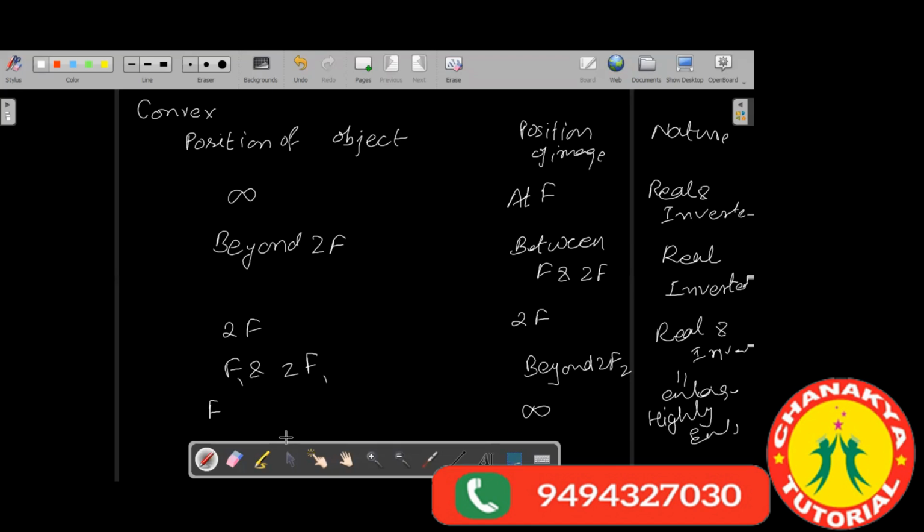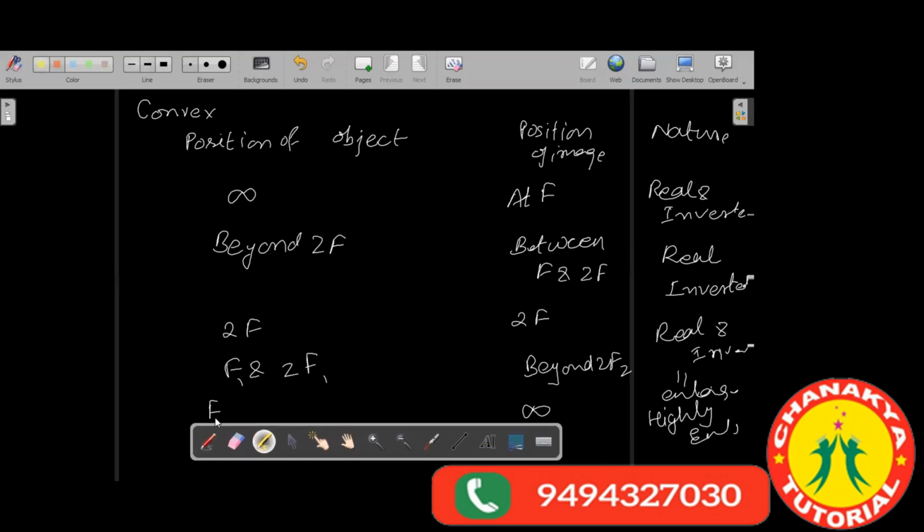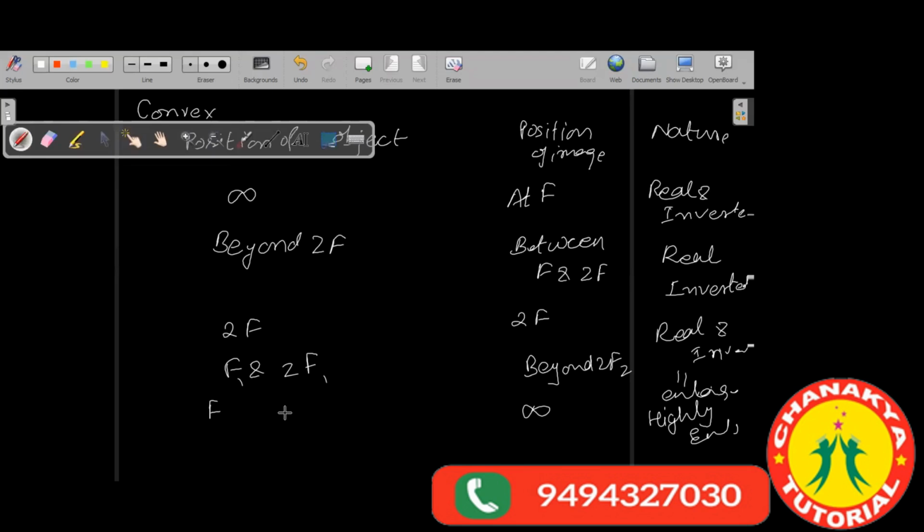Finally, we kept the object between optic center and focus. So we obtained here the image formed before the lens, and it was a virtual image. So this was the only case when a convex lens forms a virtual and enlarged image. Got it? It was only this case where we observe a convex lens forming a virtual and enlarged image.